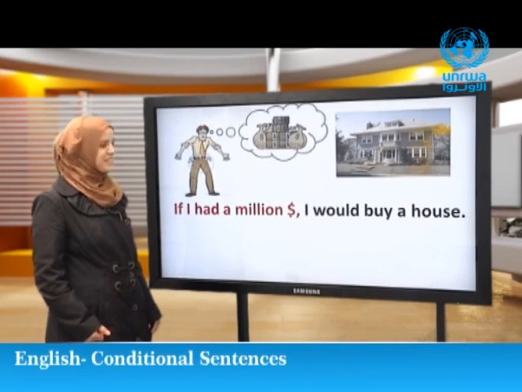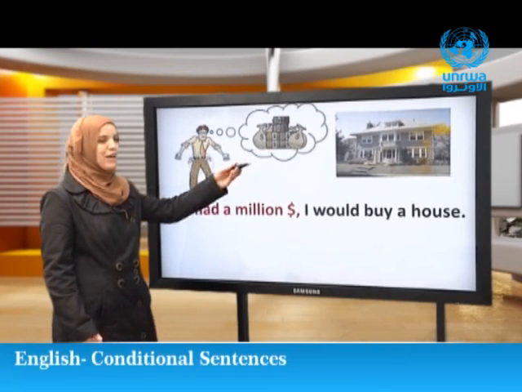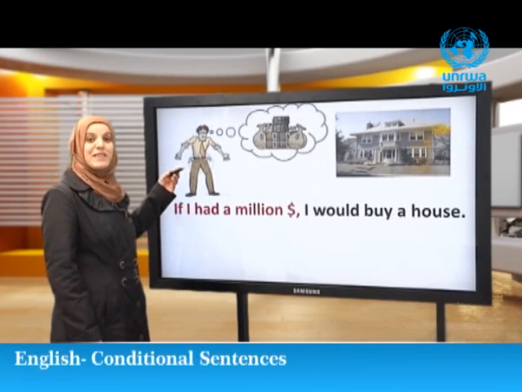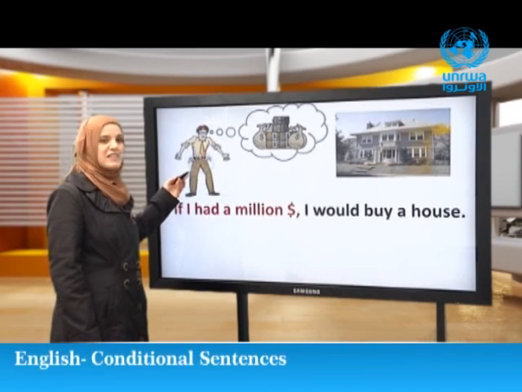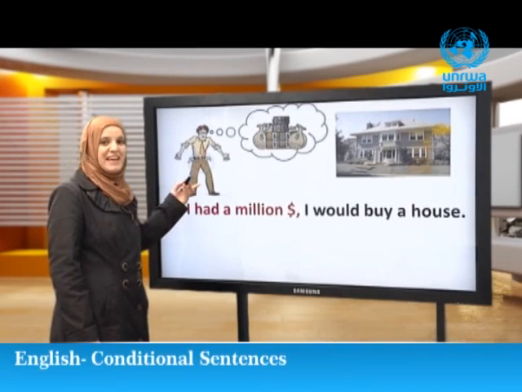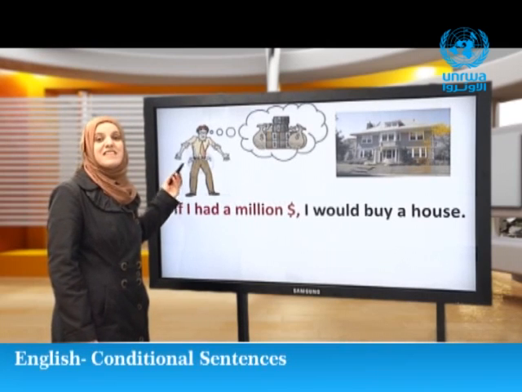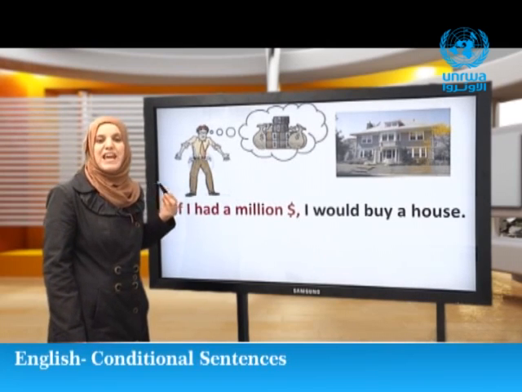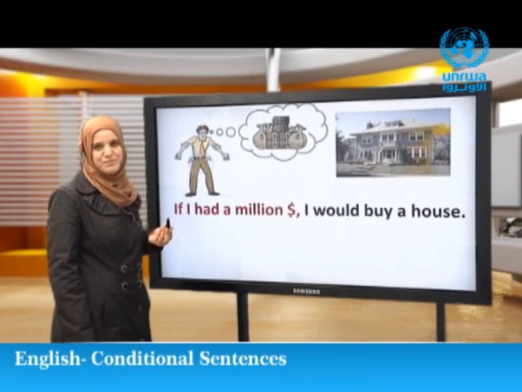This man says, if I had $1 million, I would buy a house. Do you think this man is rich? No. Does he have a lot of money? I don't think so. Can he buy this house? No. So this is just a dream or imagination. It's unreal.